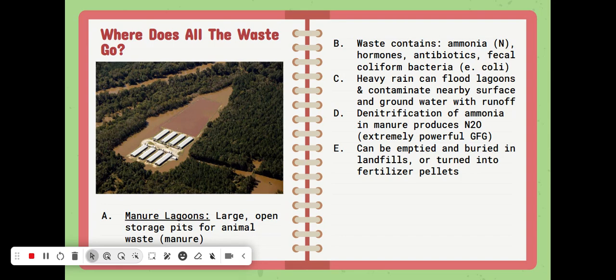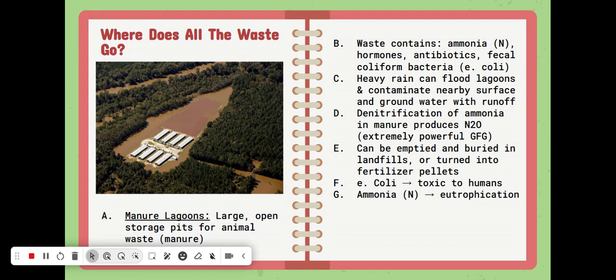They can, however, be emptied. They can be buried in landfills or turned into fertilizer pellets. Another aspect of manure lagoons that we also have to take into account is not only can they contaminate surface water and groundwater with excess nitrates, but they're also going to contain high levels of bacteria that can be toxic to us if we happen to consume it. So that's oftentimes why you might hear about E. coli outbreaks and so on.